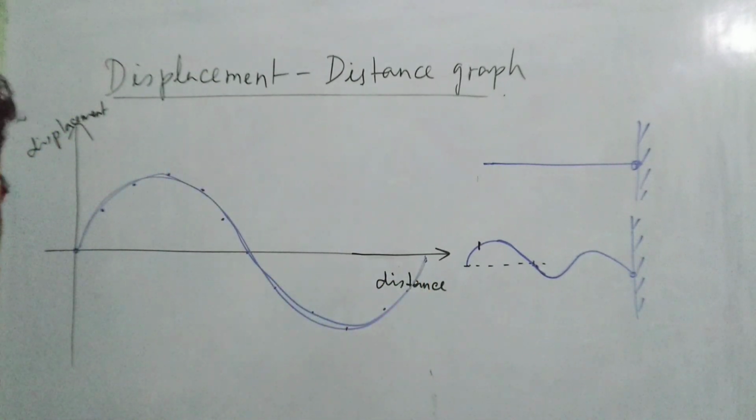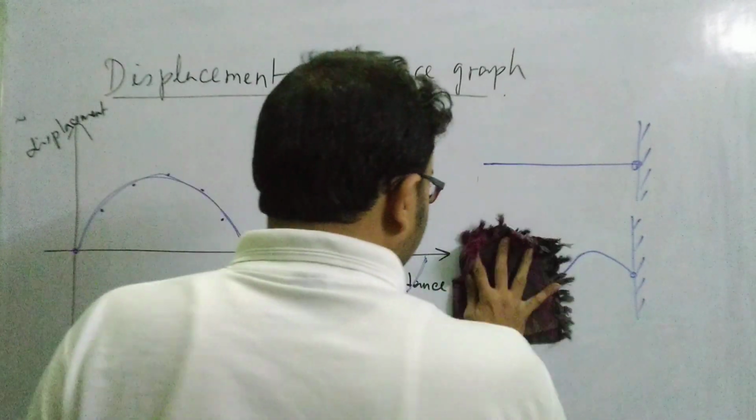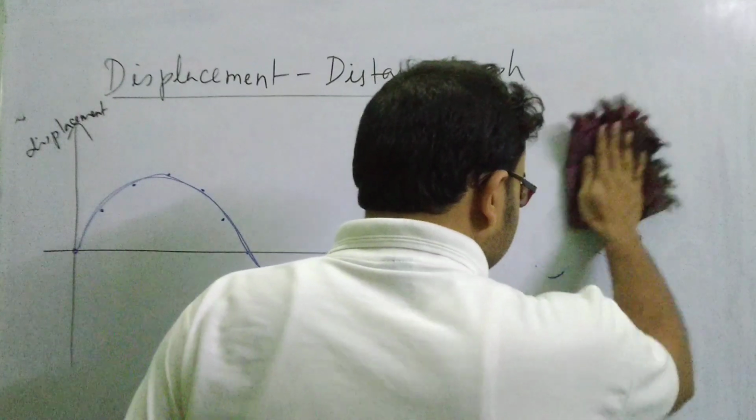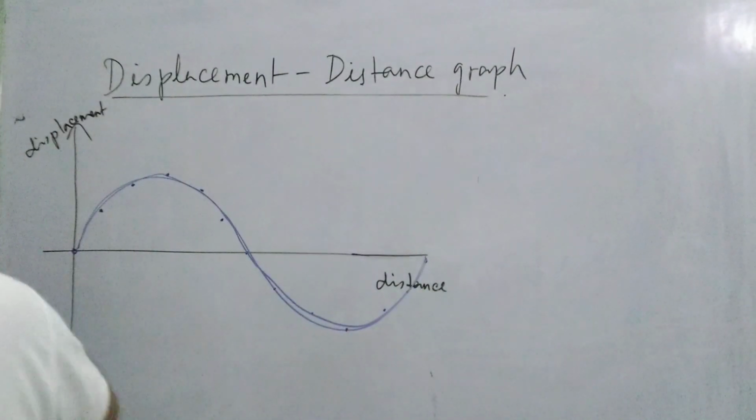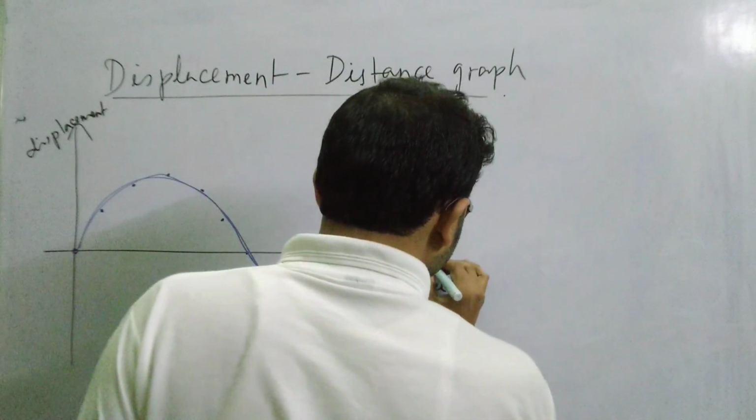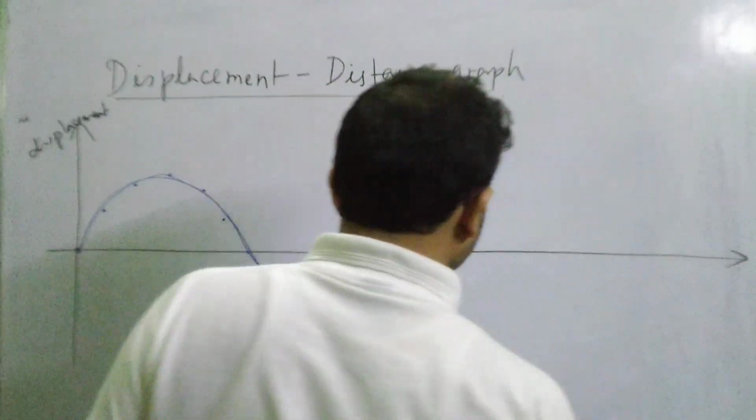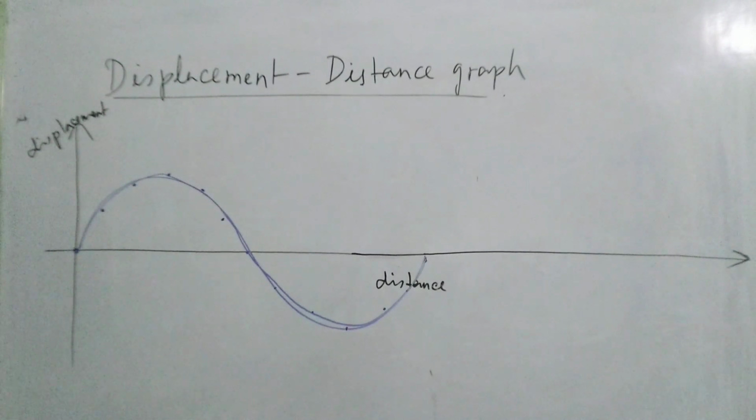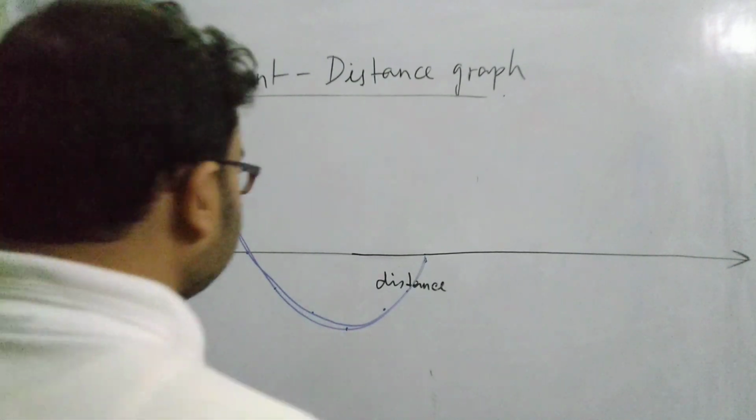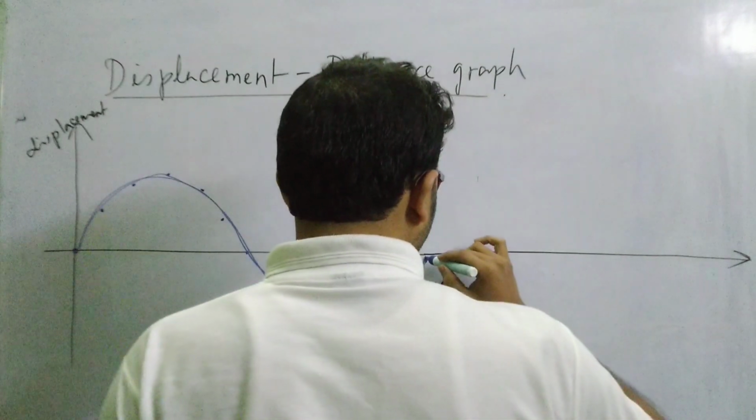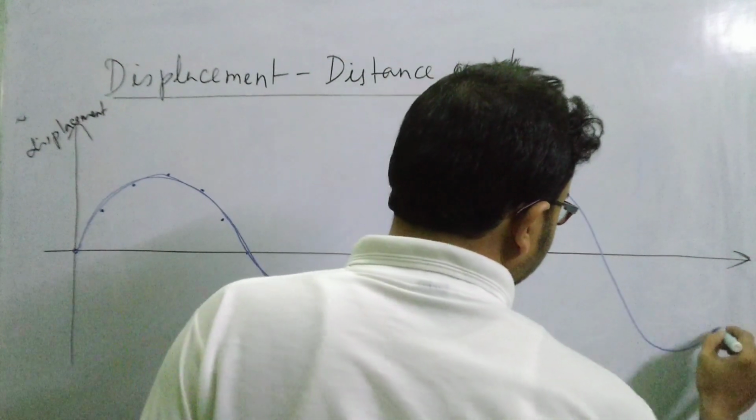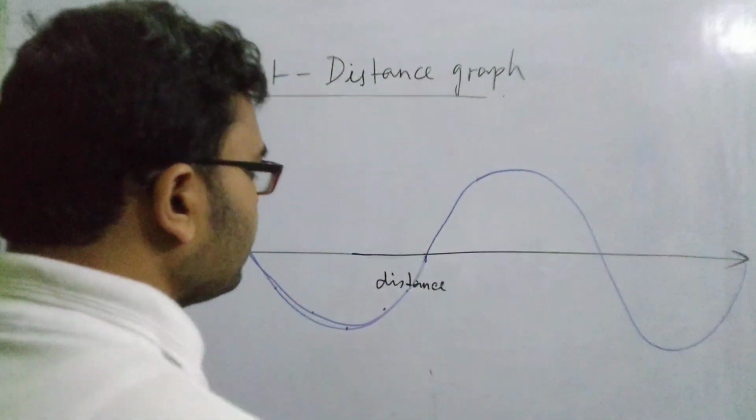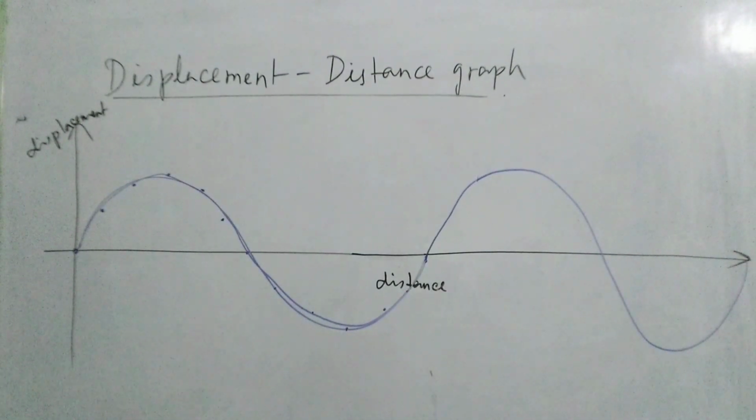If I consider the graph a little further and plot it a little more, we will see a plot like this. Let us extend the graph like this. Then it will be seen that the curve will again move up, go to the maximum position, and then again come down, and then again like this. Something like this kind of graph is obtained.